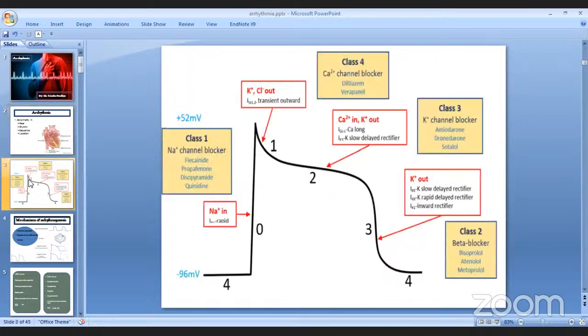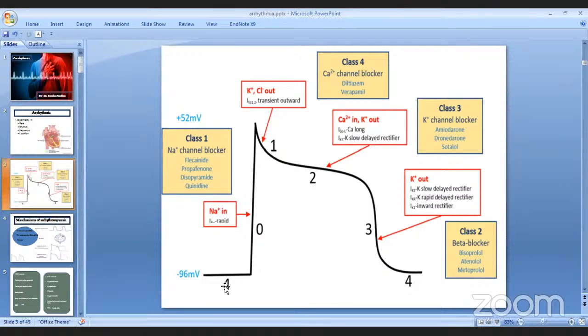Now we are going to talk about the phases in the cardiac cycle. In order to know about arrhythmia, you have to know the importance of the phases of the cardiac cycle. The phases are phase 0, 1, 2, 3, and again phase 4. Let's start with phase 4. This is the resting membrane potential of the heart. When the heart is at rest, we say it is in phase 4.